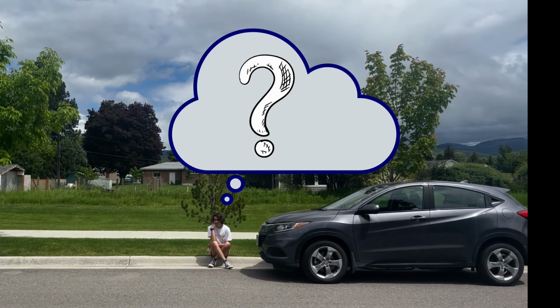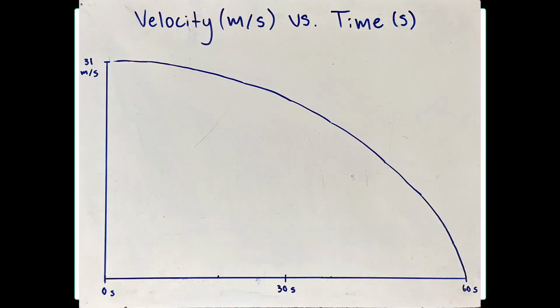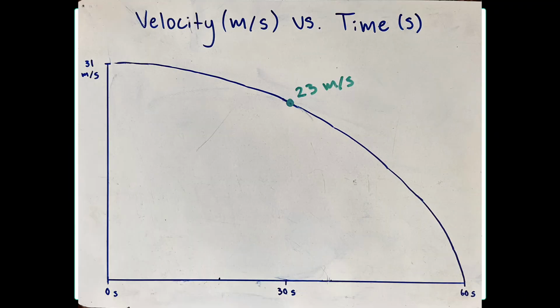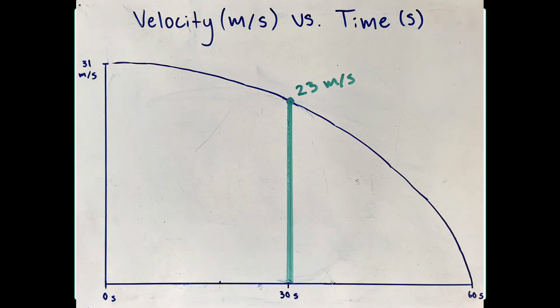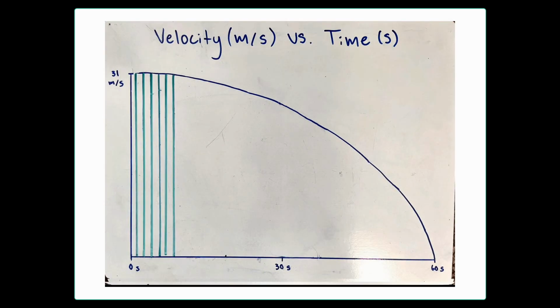How could they figure it out if they don't know where exactly along the road their tire went flat? Well, take a look at this graph of the car's velocity over time. At 30 seconds, the car has a velocity of about 23 meters per second. This means that for this second, the car travels about 23 meters. This is true for every point along this curve.